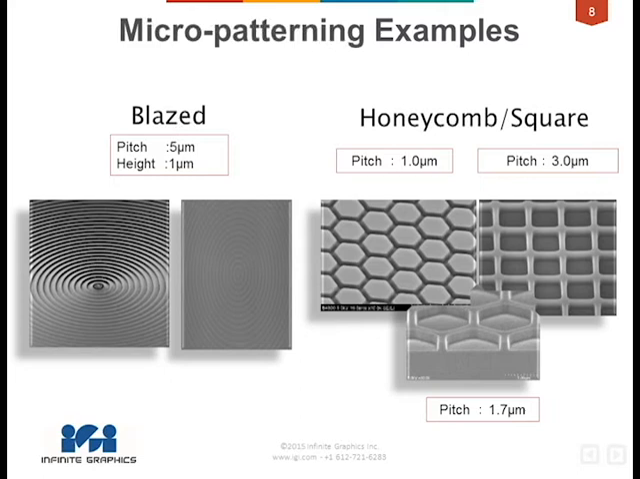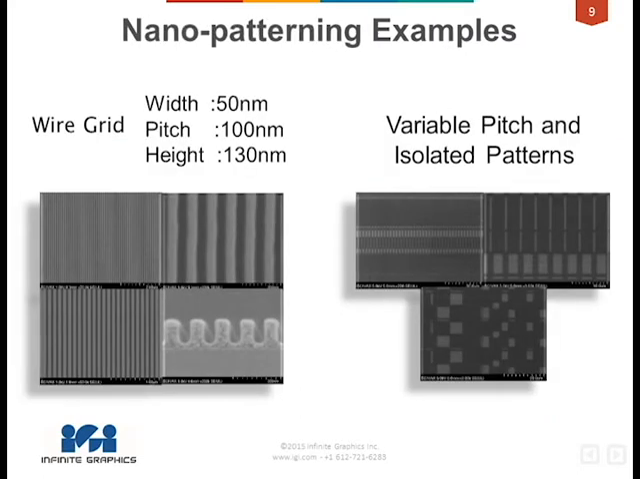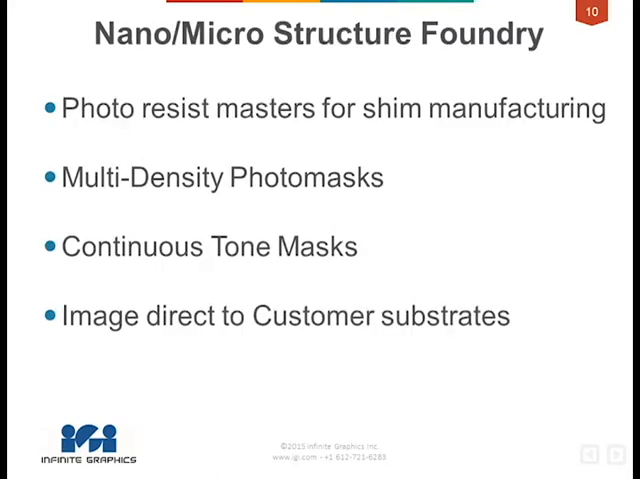One last set of examples showing nanoscale patterns. Over on the left, you can see the wire grid examples with a width of 50 nanometers, a pitch of 100 nanometers, and the height of 130 nanometers. And then over to the right, we show variable pitch and isolated patterns. So again, you can see you have a wide range of design options.